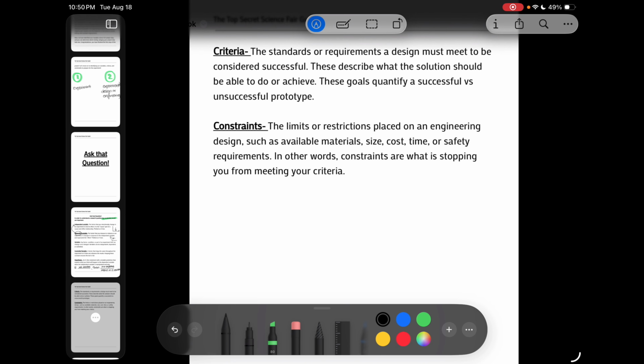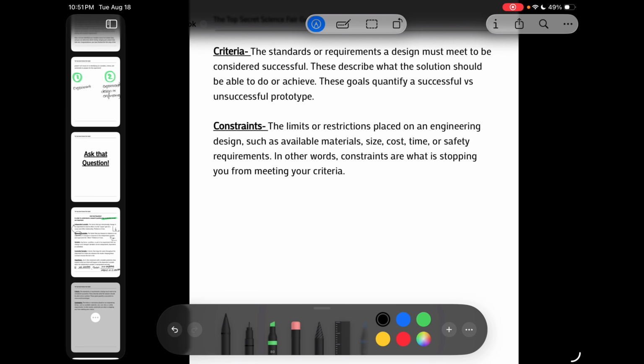They describe what the solution should be able to do or achieve. These goals quantify a successful versus unsuccessful prototype. Quantify means they make it measurable. By setting specific standards and goals that your design must meet, you're giving yourself conditions to determine what is a successful design and what is an unsuccessful prototype. Okay, so then constraints, you also write these down.